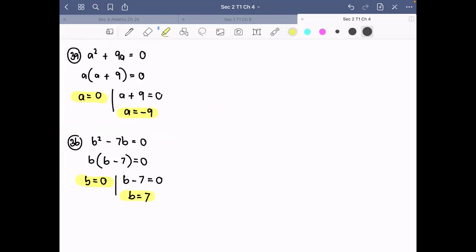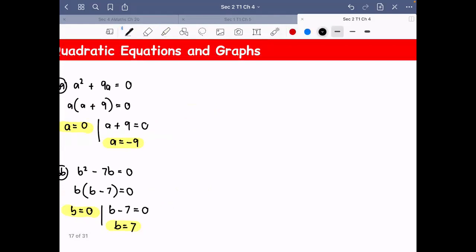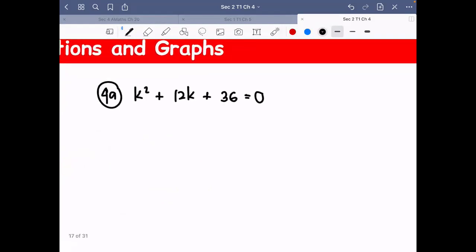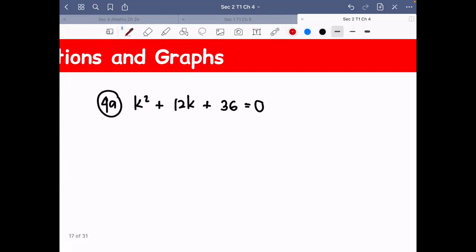Now let's go to number 4. For number 4, 4a, your question is k squared plus 12k plus 36 equals 0. So what do we do with this? Have you observed both of these are perfect squares, so we can apply the special identity that we have.